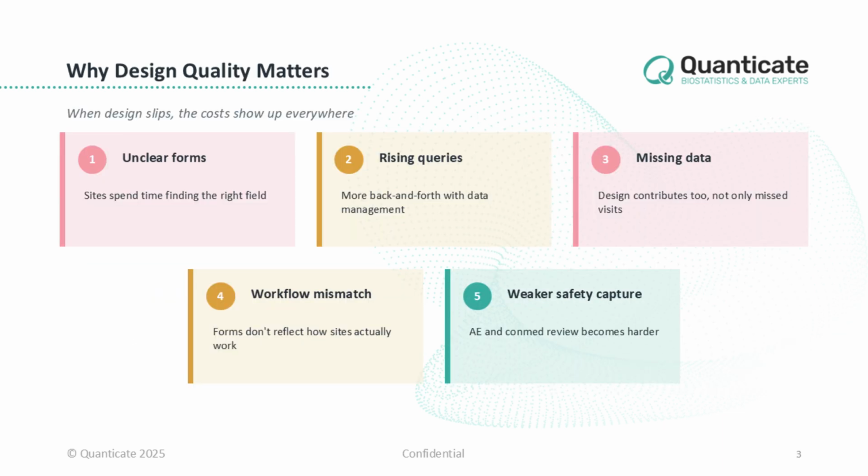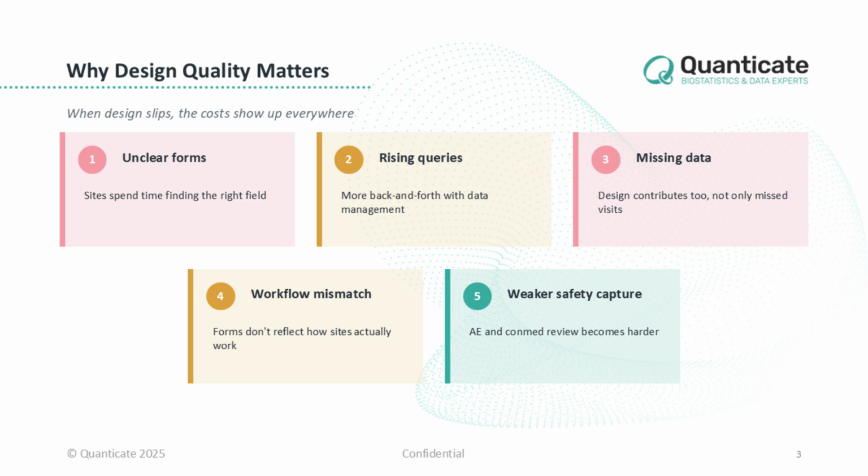The value of that becomes clear as soon as sites start using it. If the eCRF is unclear or inconsistent, teams spend more time working out what belongs where, queries increase, and avoidable issues begin to build. It can also contribute to missing data. Some missingness comes from missed visits or wider operational disruption, but some of it comes from the form itself, where fields are easy to misread, workflows do not reflect how sites actually work, or prompts are missing at the point they would help prevent incomplete entry.